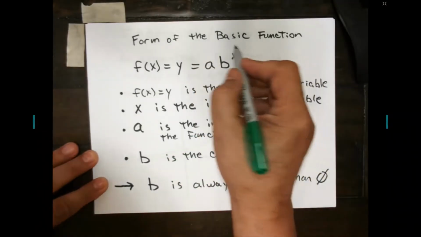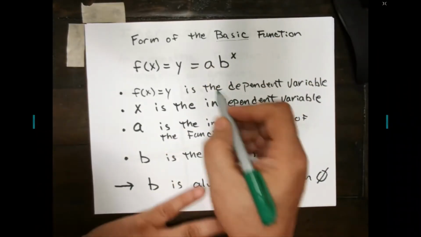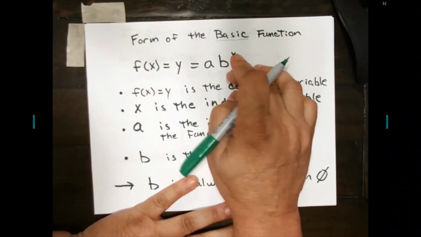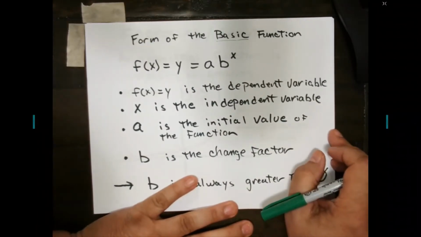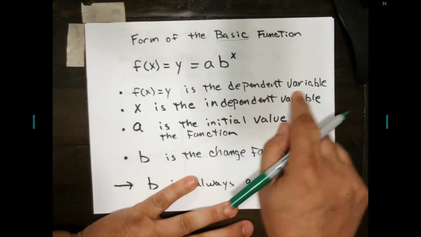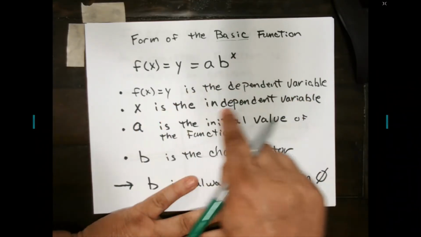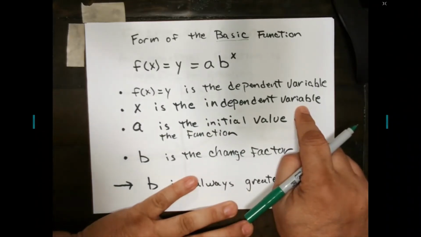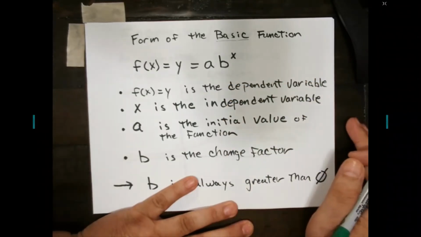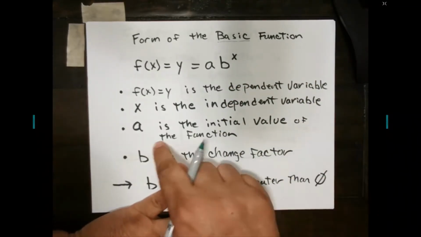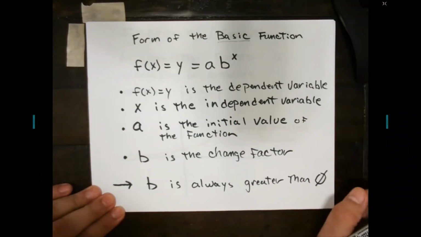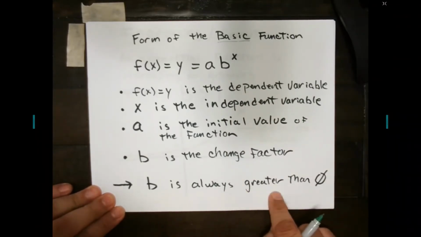The form of a basic exponential function is f of x, the function, or you can say y, equals a times b raised to the power of x. F of x or y is called the dependent variable. X is the independent variable. A lot of times with exponential functions, x will be a t, and it represents time. A is the initial value of the function. B is called the change factor. And b is always greater than 0.